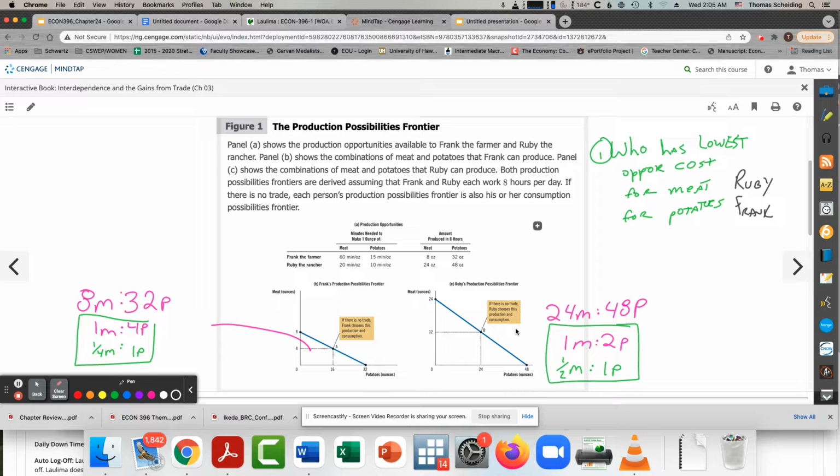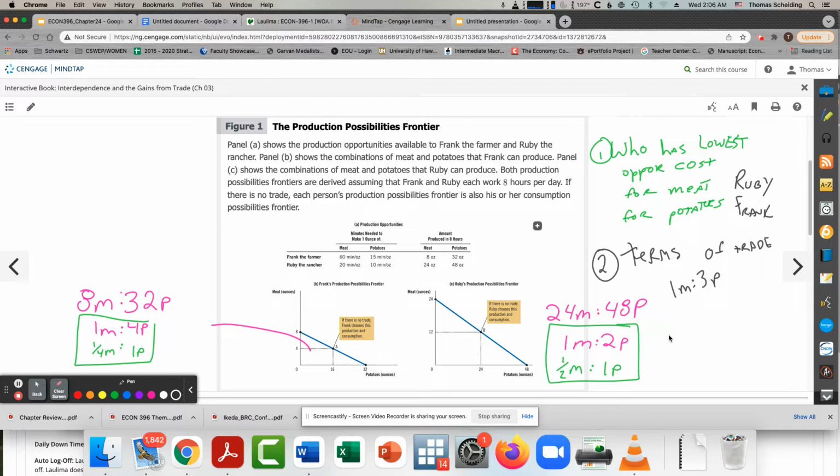Now, the next part is we need to have some terms of trade. We're not given that in this example, but let's make something up. We know that 1M must trade between 2P and 4P, because if it didn't, either person would just do it themselves. So let's just pick 3. Let's say the terms of trade is 1M to 3P.